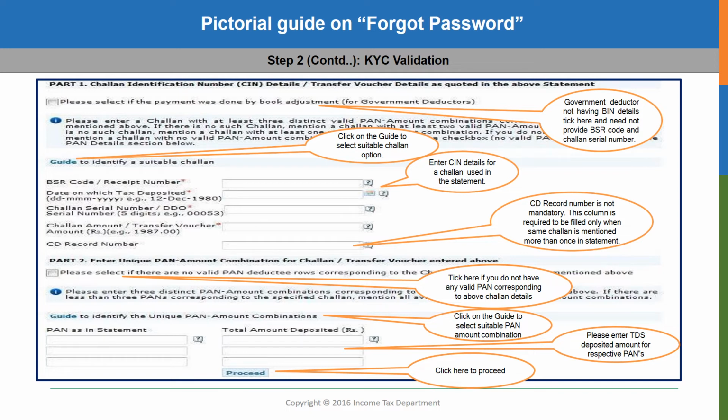After giving in these details, you will have to enter 3 unique PAN amount combinations used in the return. Now if you filed a correction return, then you will have to give the details used in the correction return and not the original return. You should make sure that the PAN you are entering is a valid PAN, and in case you don't have a valid PAN, you will have to tick at the checkbox provided in the part 2 of the page. After filling in all these details, click on the proceed button.